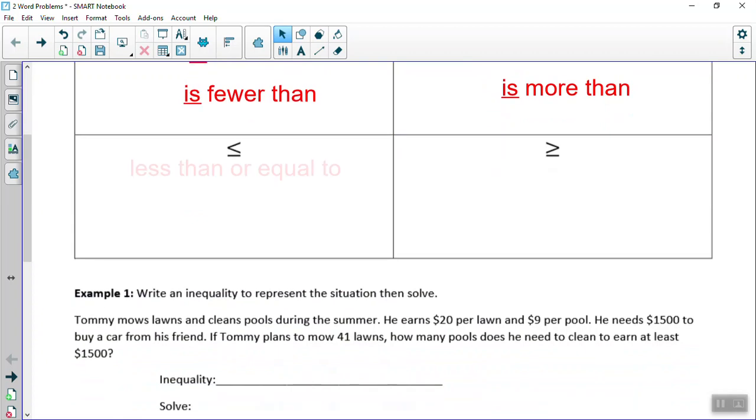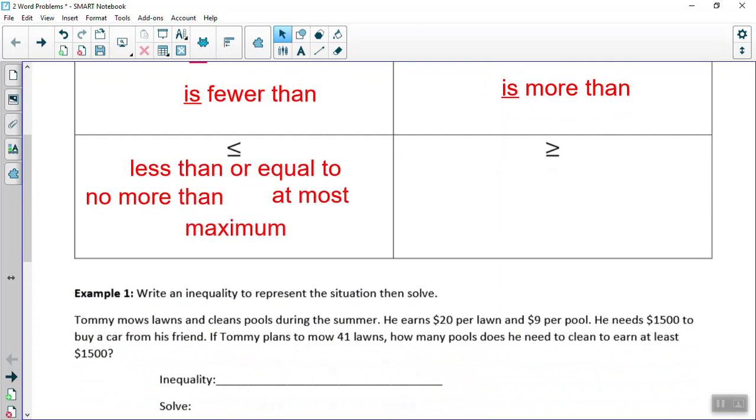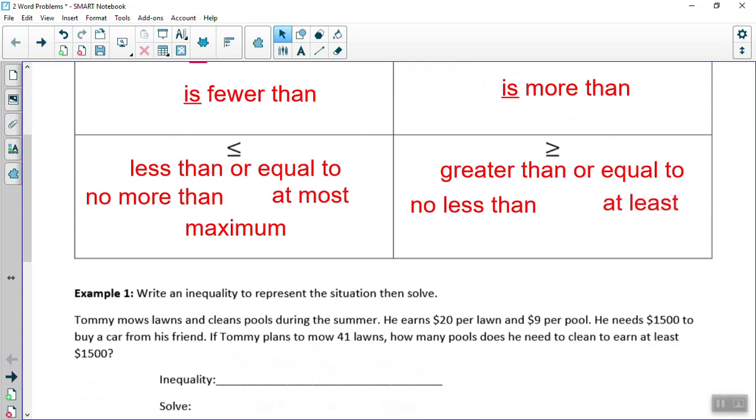This is our less than or equal to symbol. And again, often it's preceded with that word "is." Well, we can also use "no more than," "at most," and "maximum." This one here is greater than or equal to. And again, preceded often by the word "is," "no less than," "at least," and "minimum."